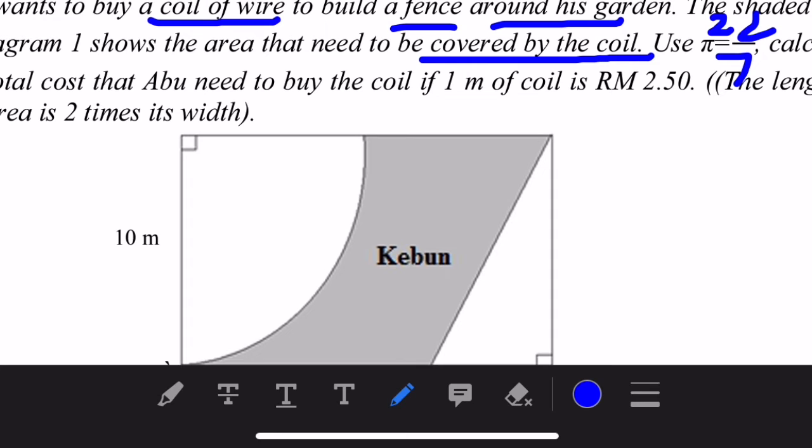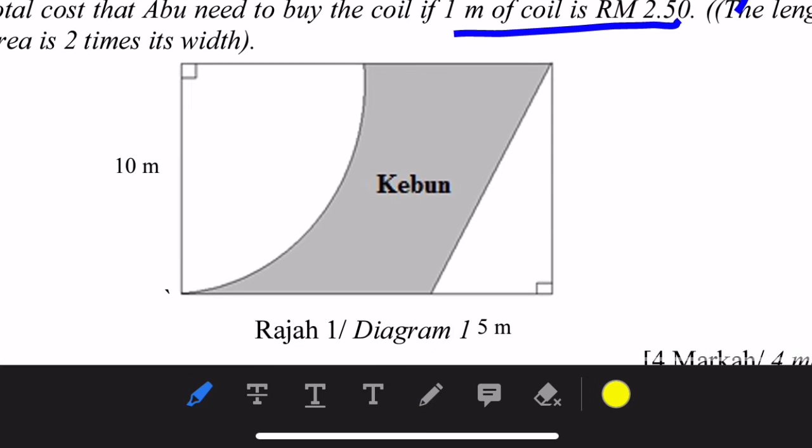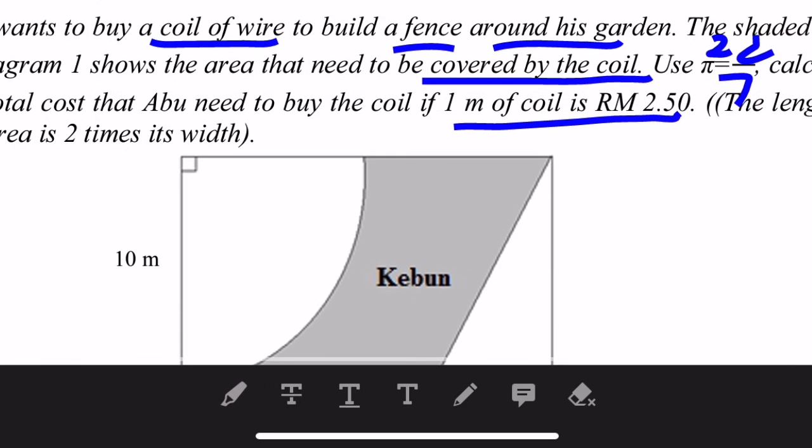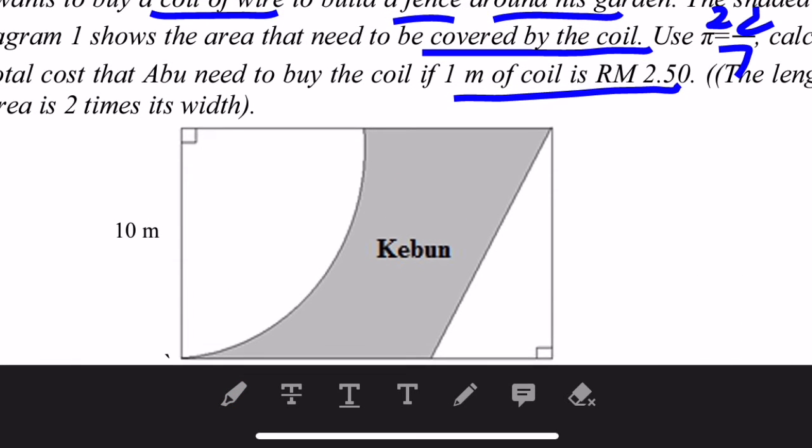Calculate the total cost that Abu needs to buy the coil if 1 meter of coil is 2 ringgit 50 cent. The length of the area is 2 times its width. Okay, so after you read the question, you must try to write the important information.